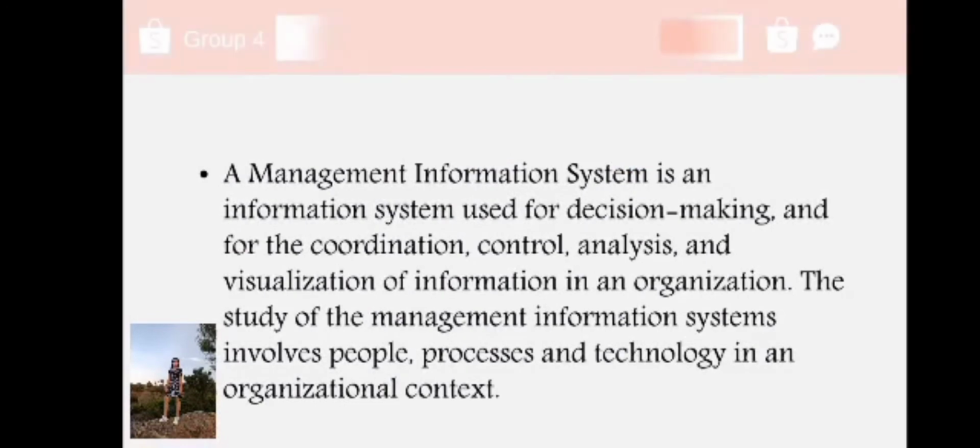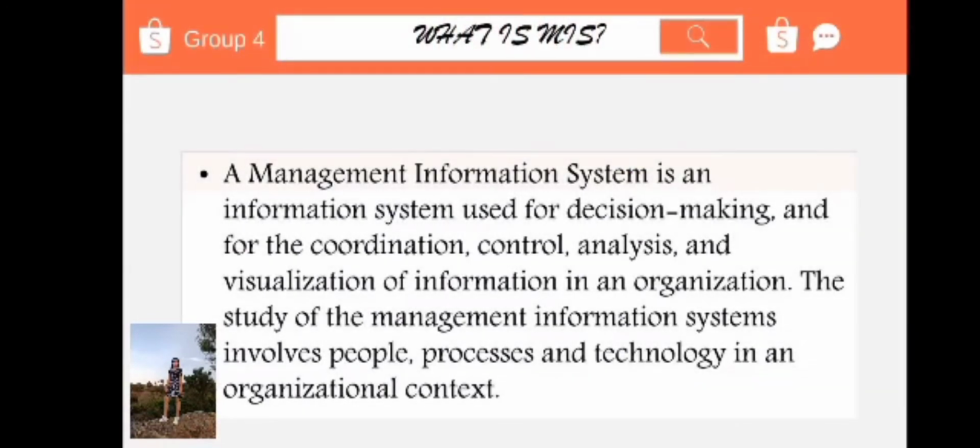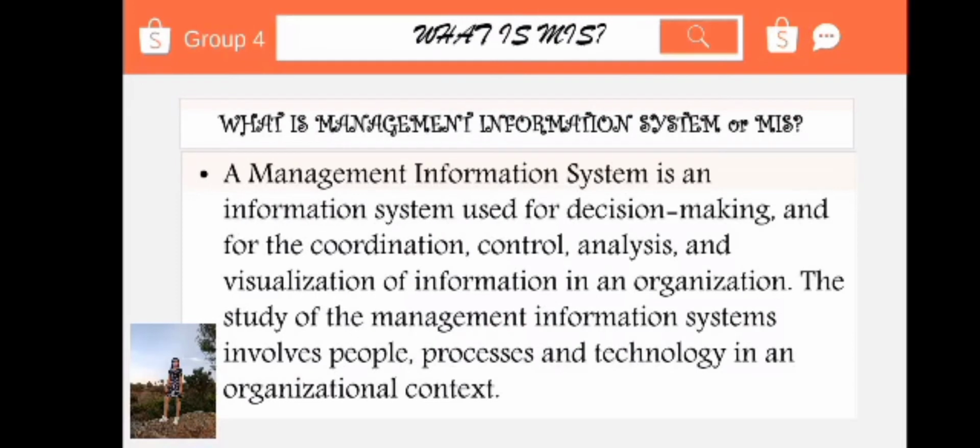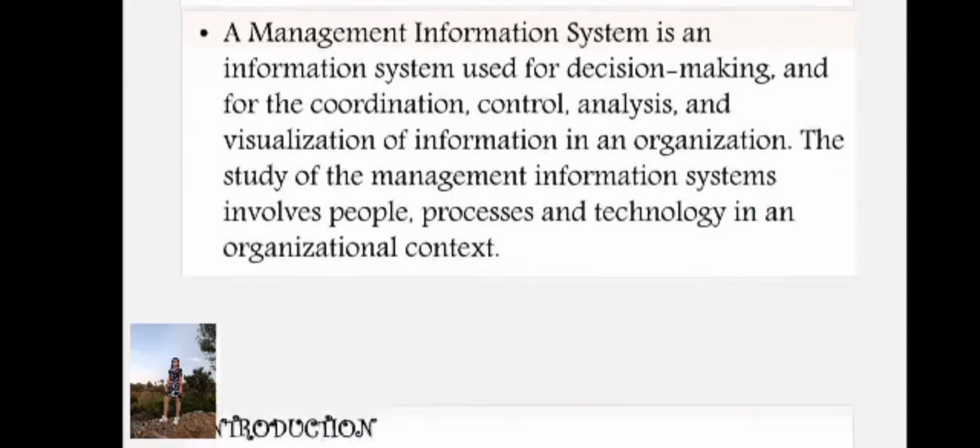Let us first know the meaning of MIS. What is Management Information System or MIS? A Management Information System is an information system used for decision making and for the coordination, control, analysis, and visualization of information in an organization. The study of management information systems involves people, processes, and technology in an organizational context.